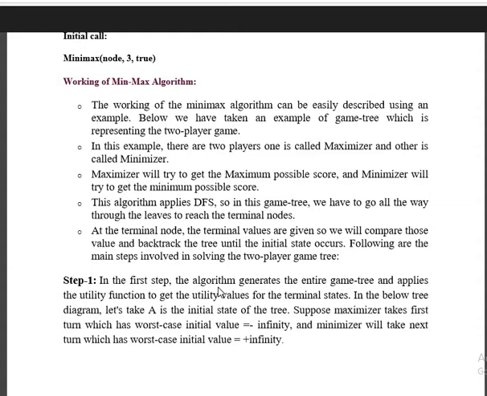The working of the minimax algorithm can be easily described using an example. Here we have taken a game tree. I'll show the diagram below also, which is represented with two players. In the example, we are considering two players: one is the maximizer and one is called the minimizer. The maximizer gets the maximum possible score, the best move, and the minimum is the opponent player, who is moving with the worst possibility.